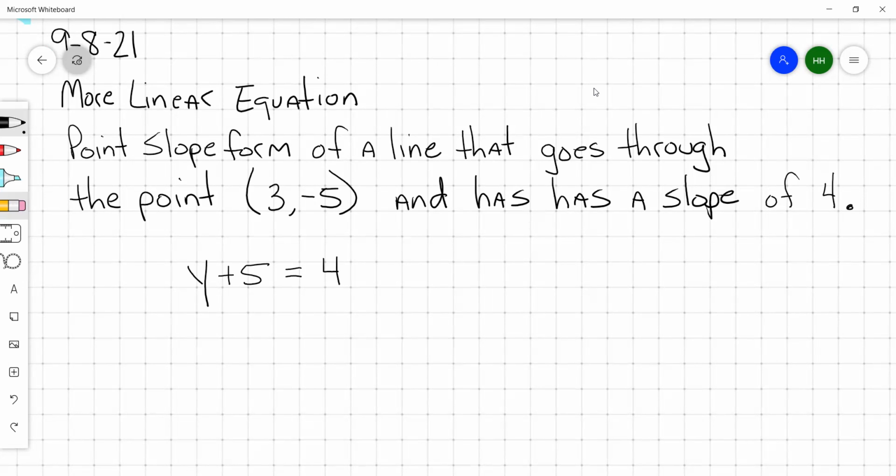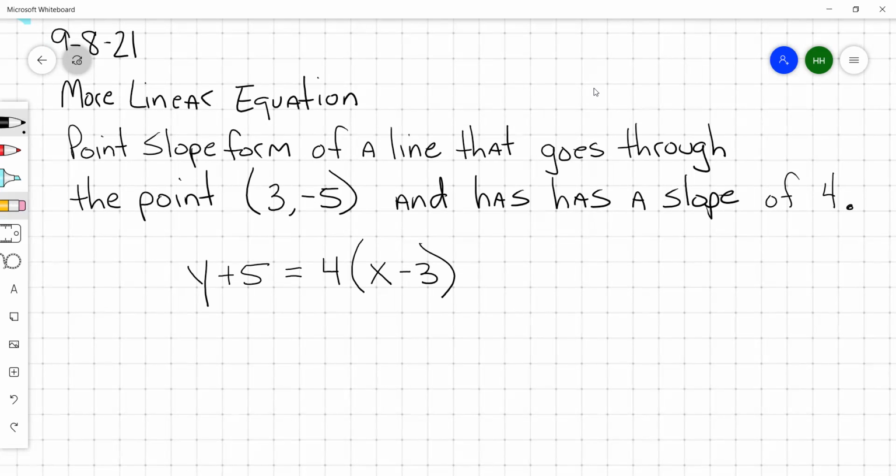We go with a left parenthesis, and then we put the letter x. And then next to the letter x goes the opposite of the x value of the point that's on the line. So this would be -3. That is an equation in point slope form of a line that goes through 3, -5 with a slope of 4.